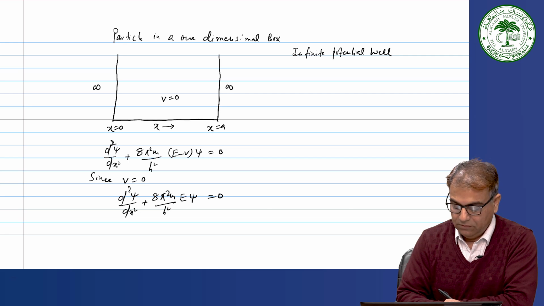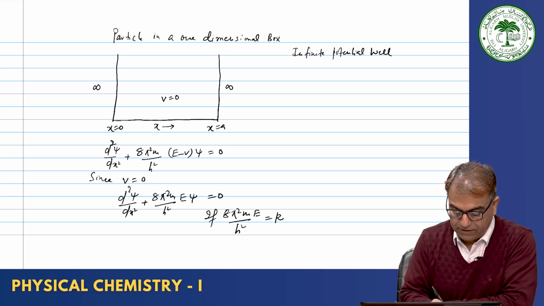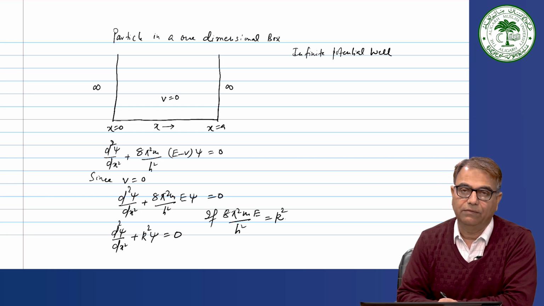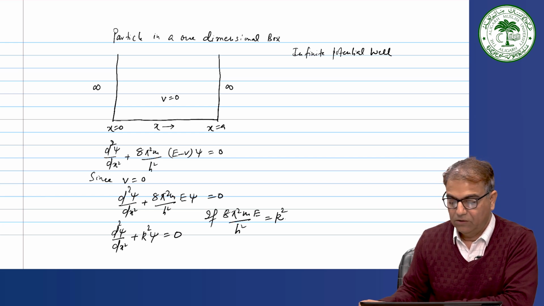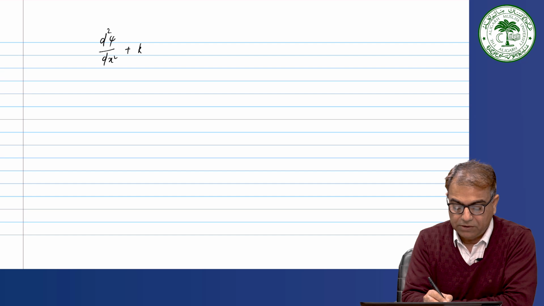Okay. If we assume 8 pi square m by h square into E as kappa square, then we can write d square psi by dx square plus kappa square psi is equal to 0. It is the same equation which we did in the previous class. So, now you have d square psi by dx square plus kappa square psi is equal to 0.